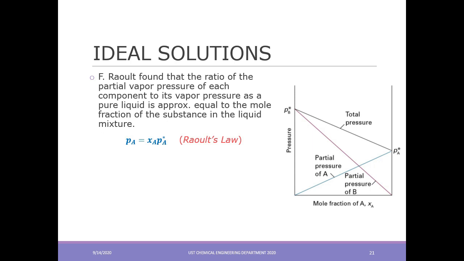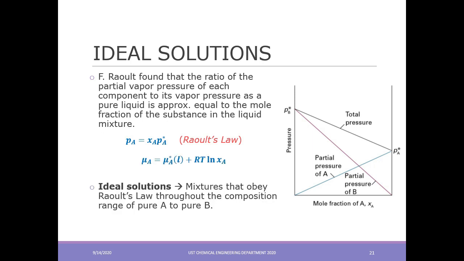For ideal solutions, the equation for chemical potential of A in the solution can be presented as this expression. Ideal solutions are then defined as mixtures that obey Raoult's law throughout the composition of pure A to pure B, as illustrated in the graph on the right. This plot shows how the partial vapor pressures of components A and B are proportional to the mole fractions of the components in accordance with Raoult's law. Mixtures with components that are structurally similar obey Raoult's law very well.